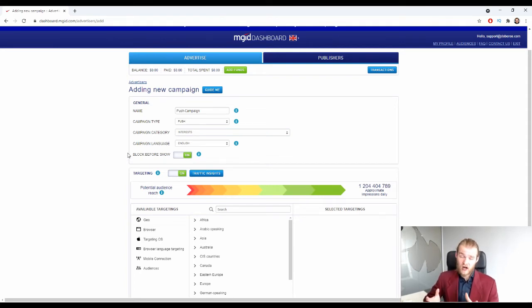However, if you turn this off, then as soon as the ads get approved, your campaign will go live and will spend your budget. All right, so keep a close eye out. If you do not want this to happen, make sure that the block before show is turned on to pause your campaign as soon as it's approved. And then manually, of course, you can start your campaign whenever you're ready.